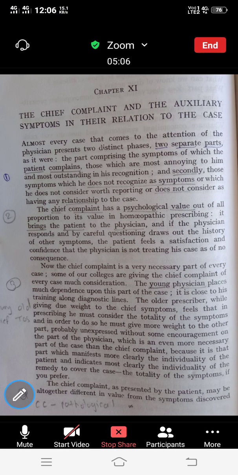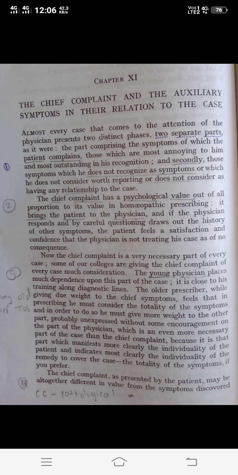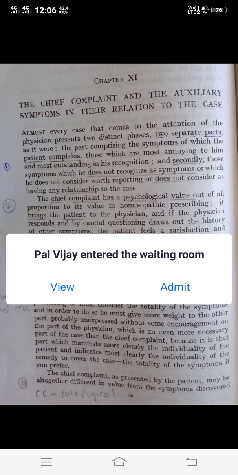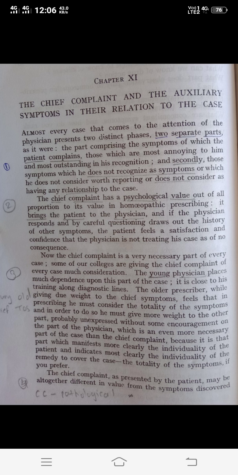So starting with today's lecture, we are going to discuss the chief complaint and the auxiliary symptoms in their relation to the case, as explained by H. Robert in his philosophy. In this chapter they explain the different types of symptoms: the importance of the chief complaint, of auxiliary symptoms, of alternating symptoms, and of concomitant symptoms. The patient comes to us with the chief complaint, and we have to find out the auxiliary symptoms for the selection of remedy.